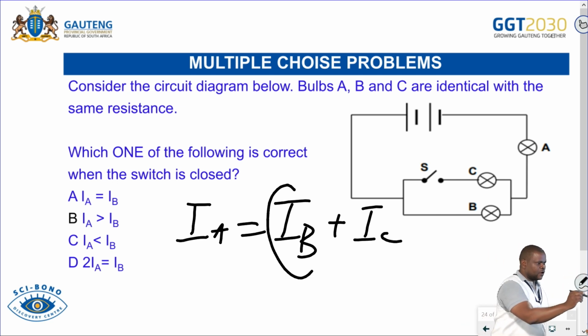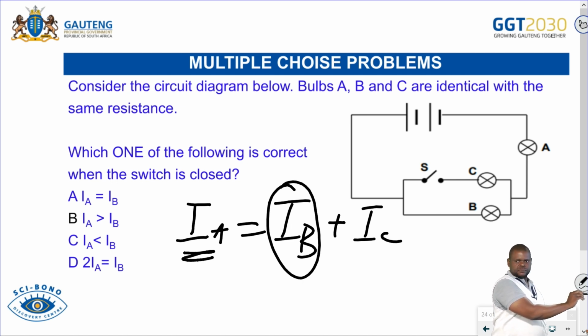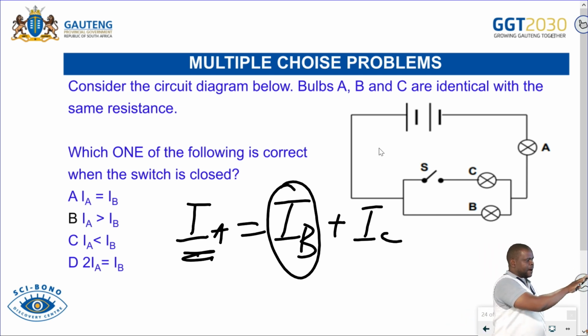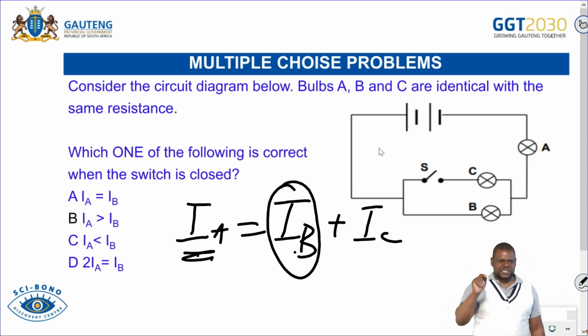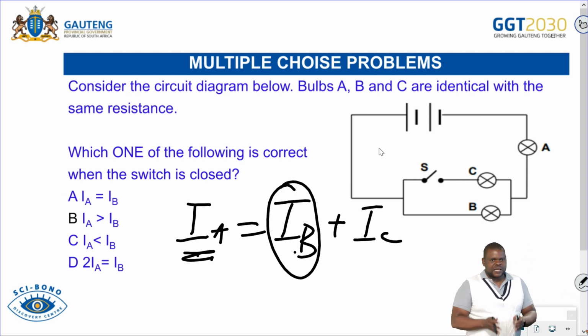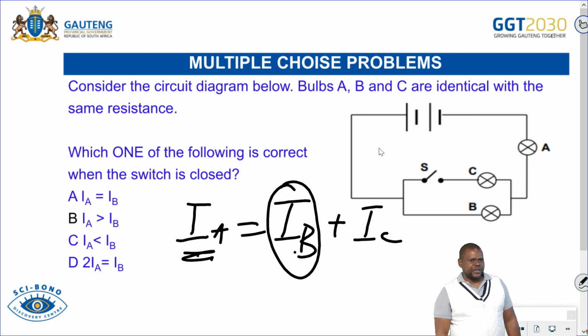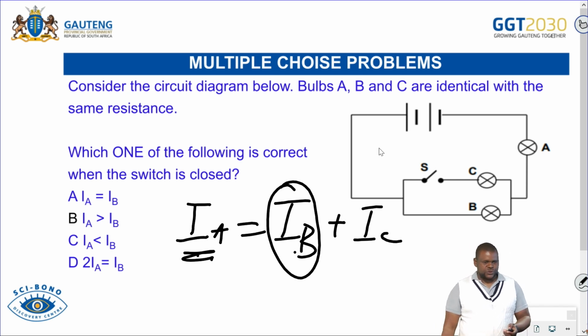Therefore, this one will never be equal to this. Are we together? The current that is passing on bulb B will never be equal to, or bigger than, the current that is passing on bulb A. Why? Because we need the current that is passing on B and the current that is passing on C to give us what? The current that is passing on A. That means, grade 11s, the correct answer is B. Are we together, grade 11s?